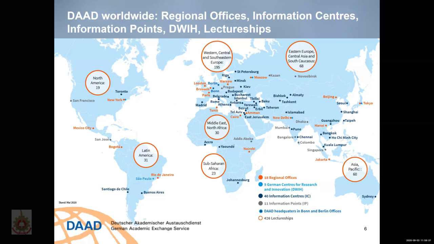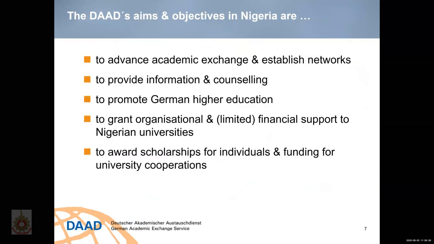Now let's talk about Nigeria. What are our aims in Nigeria? It is to advance academic exchange and establish networks, to provide information and counseling, to promote German higher education, to grant organizational and limited financial support to Nigerian universities, and last but not least, to award scholarships for individuals and funding for university cooperations.